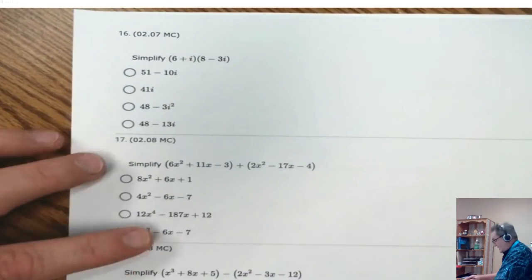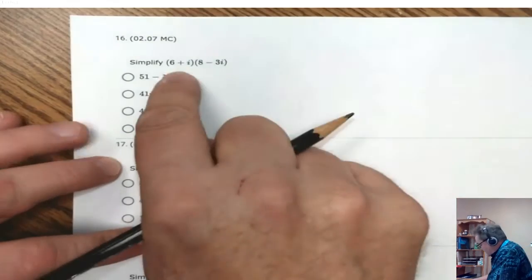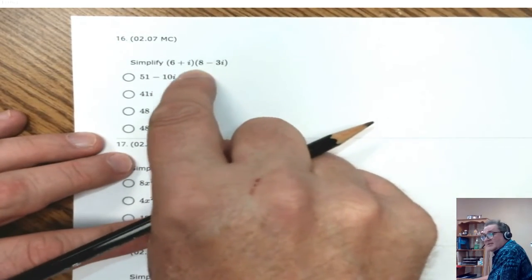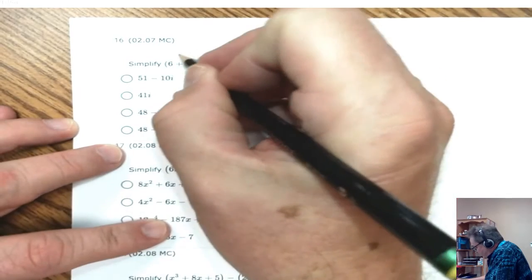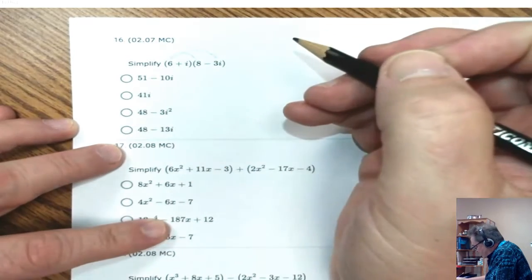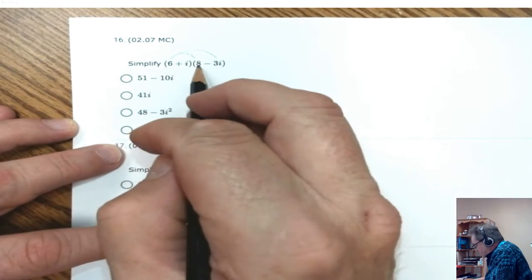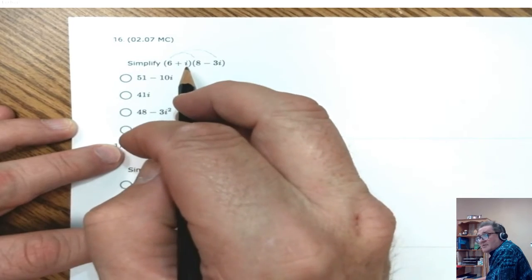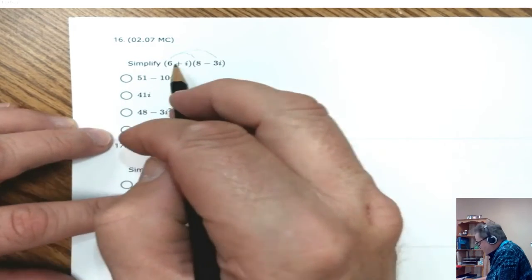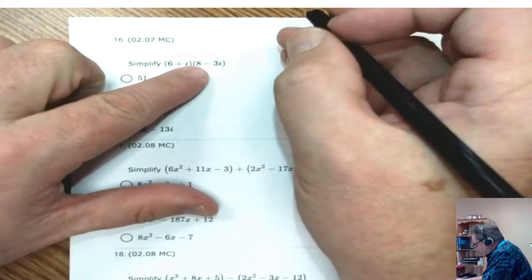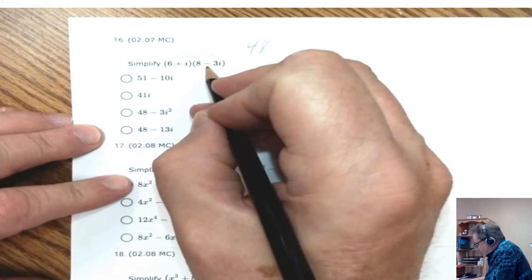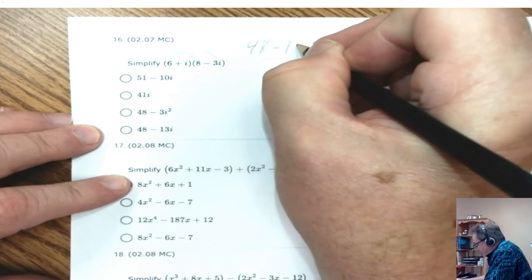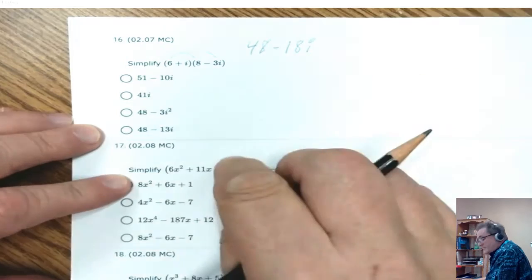Number 16. Well, that page went quick. All right, simplify this. These are multiplied together. Okay, so we distribute when we have 2 things; we have to distribute to get rid of the parentheses. So we're going to multiply 6 times both of those, and then we have to come back and multiply i times both of those. So let's do the 6 first. 6 times 8 is 48. 6 times negative 3i is negative 18i.